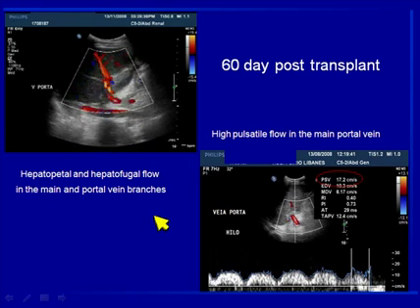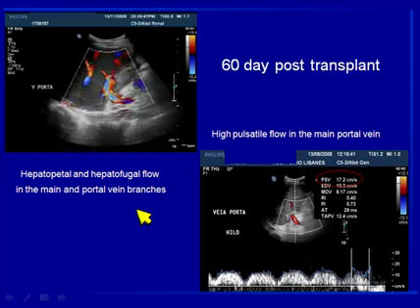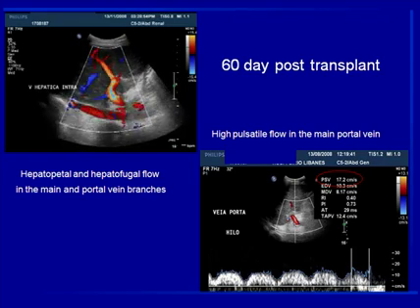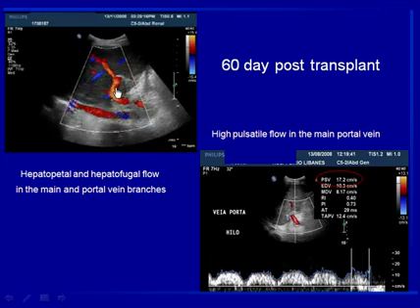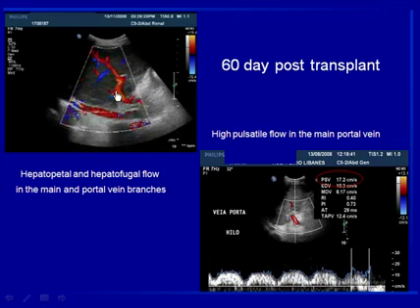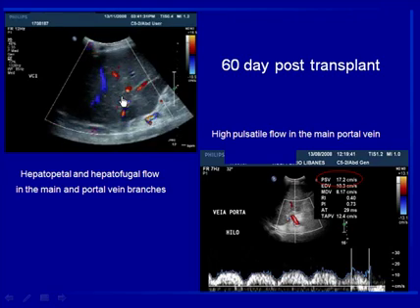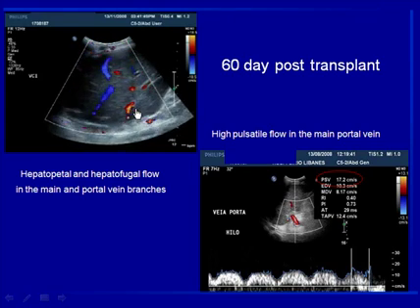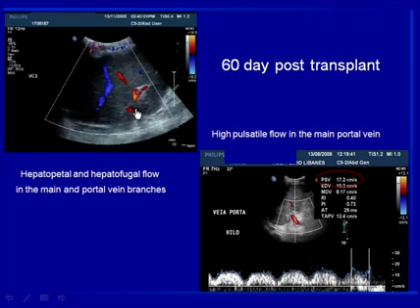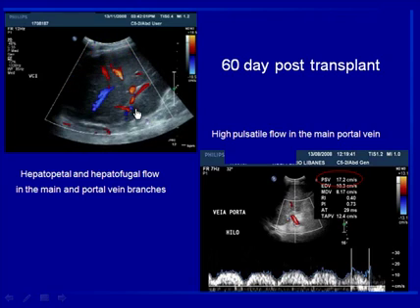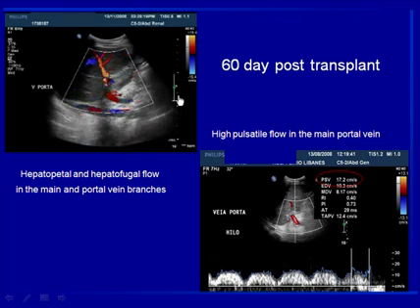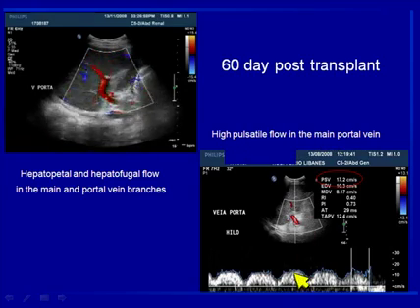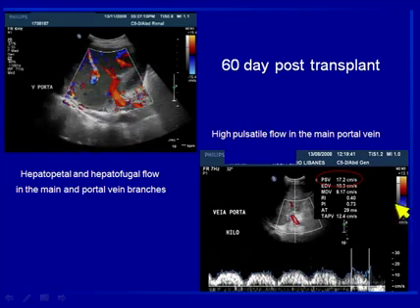Case 2. Hepatopetal and hepatofugal flow in the main portal vein and its branches. This is a reversed intermittent flow of the portal vein. With inspiration, the flow is reversed, and in expiration, the flow is inflow, hepatopetal flow to the liver. A high pulsatility flow in the main portal vein can be identified in this case.